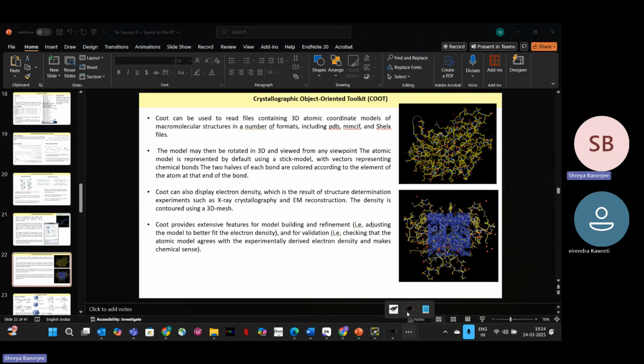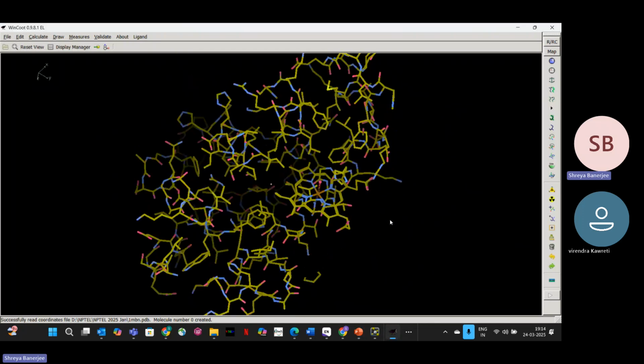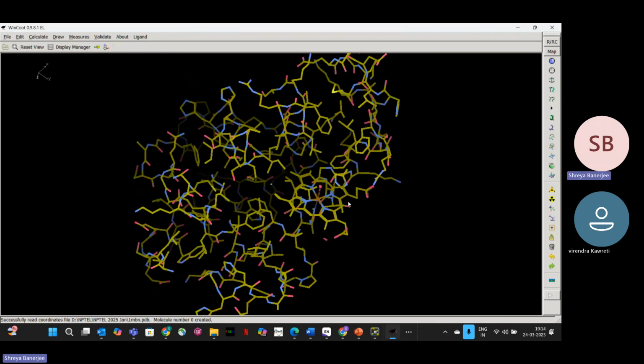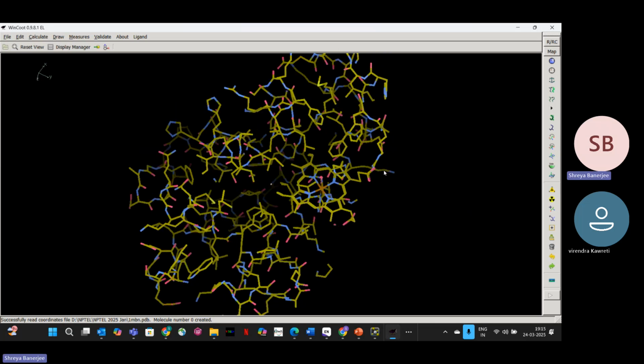So let us look at that again. You can see, let us say this bond here. So this bond, half of the bond is red, meaning it is oxygen, and this half of the bond is yellow, which is carbon. So carbon is generally gray, but here it is shown in yellow. So this is a carbon-oxygen bond. Then this bond is a carbon-nitrogen bond. Blue is for nitrogen. So bonds are represented like this.